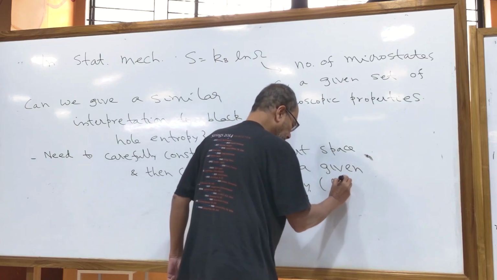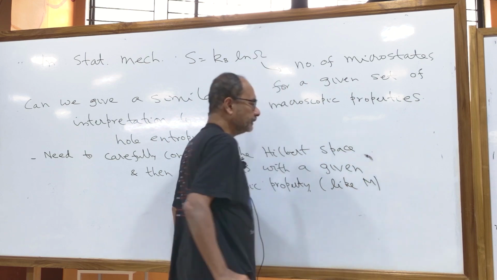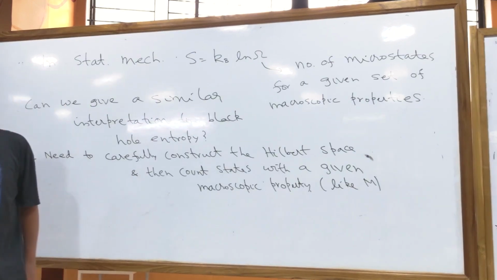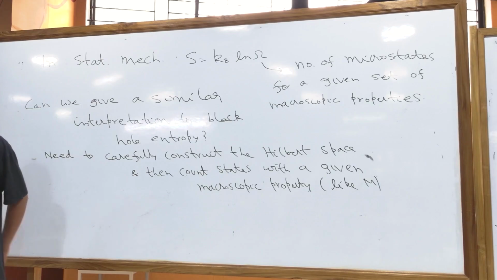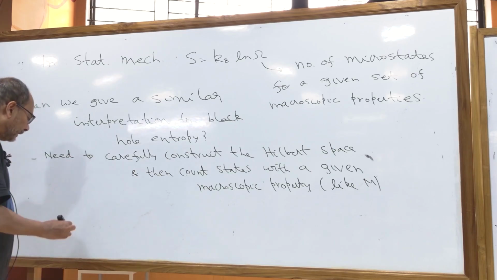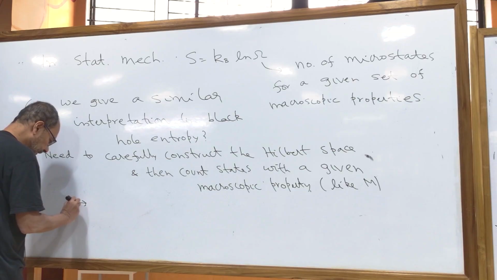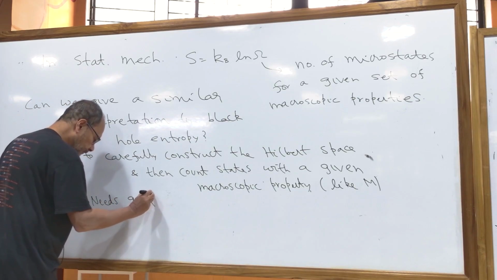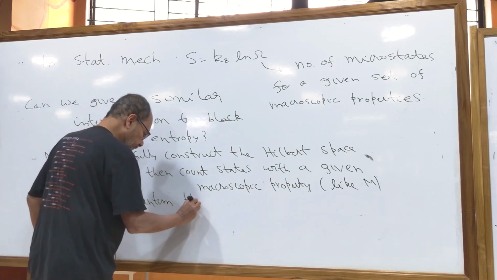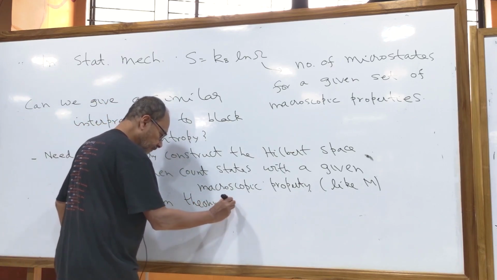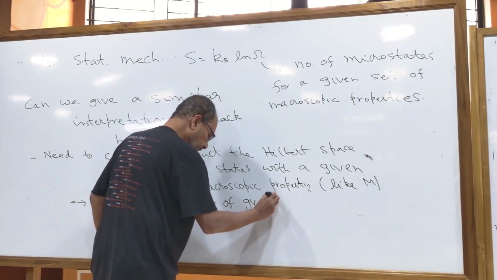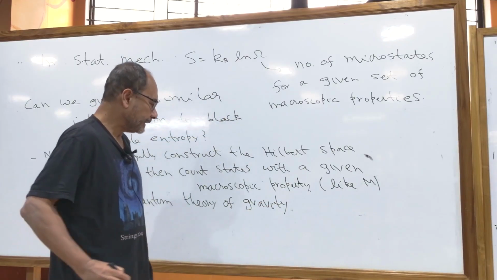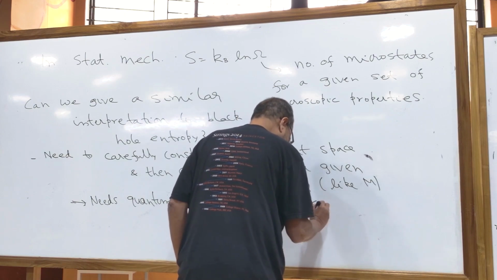In this case, the macroscopic property is not mass. Once you specify the mass, of course, the area gets fixed, right? So you can ask, given a black hole of mass m, can you construct its Hilbert space and count states? This requires a quantum theory of gravity. And this is where string theory comes into play, because string theory is a quantum theory of gravity.